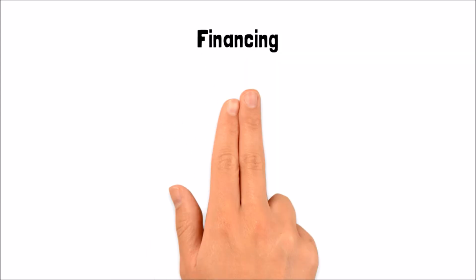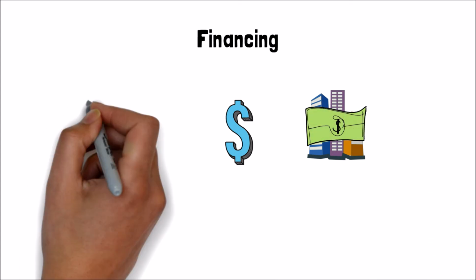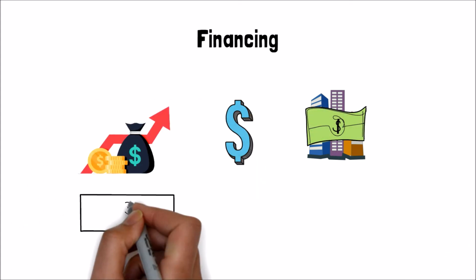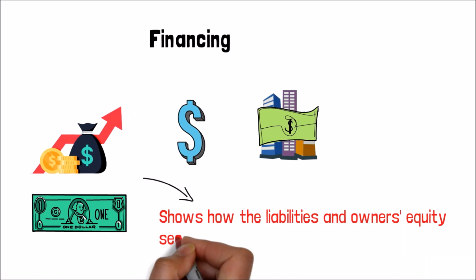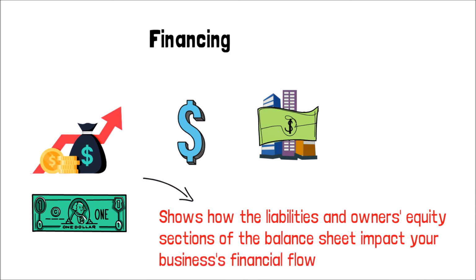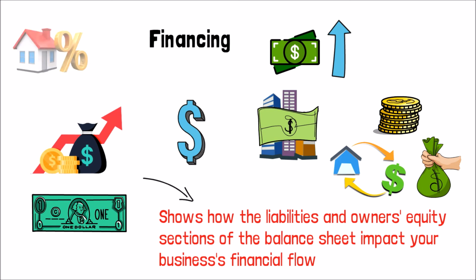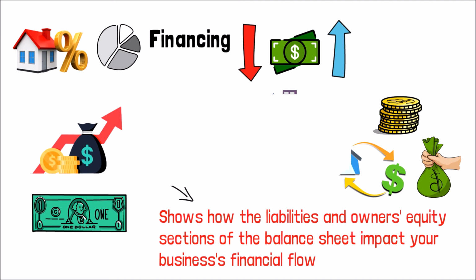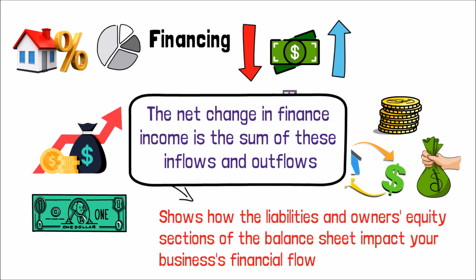Financing. This is a financial transparency tool that captures all of the company's cash flow. It documents how your firm's equity and debt financings affect cash. This implies it shows how the liabilities and owner's equity sections of the balance sheet impact your business's financial flow. Obtaining new mortgages or term loans and adding more equity to your company increases financing cash flow, while paying loan principal and distributing earnings to owners reduces financing cash flow. The net change in finance income is the sum of these inflows and outflows.